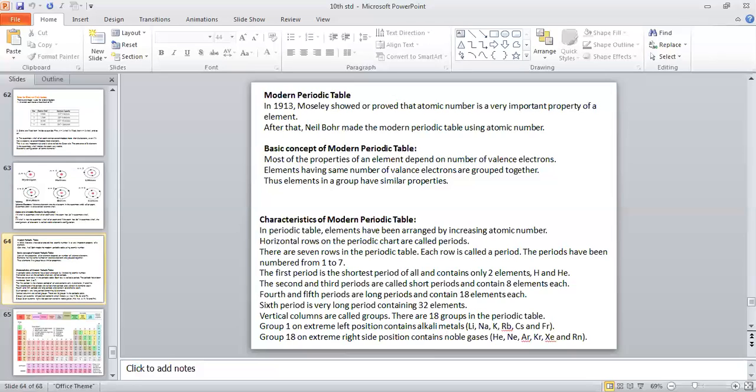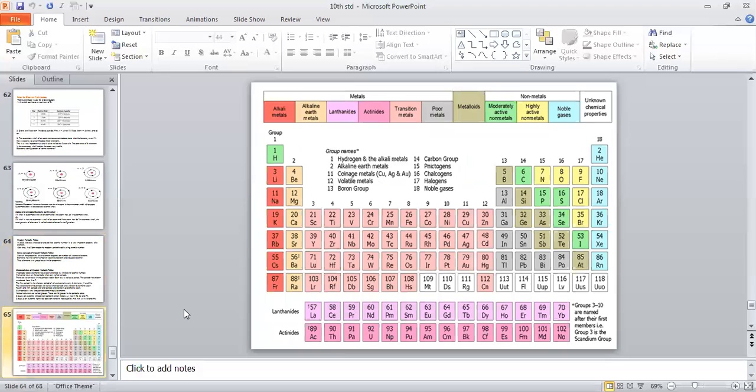Then group 18 is at the extreme right side of the periodic table. It consists of noble gases. They are called inert gases or rare gases, with examples helium, neon, argon, krypton, xenon and radon. So these are the examples and these are the characteristics. Now we will study how the elements are actually arranged in the modern periodic table.